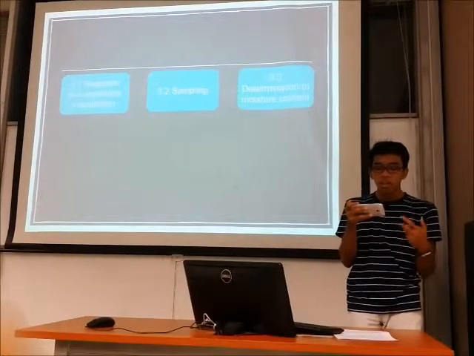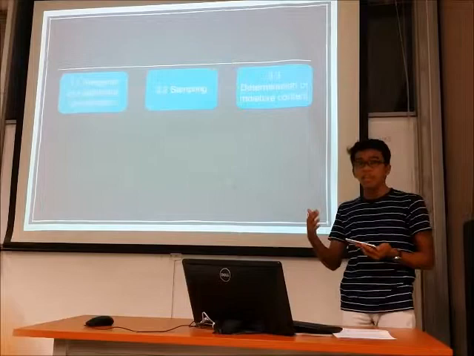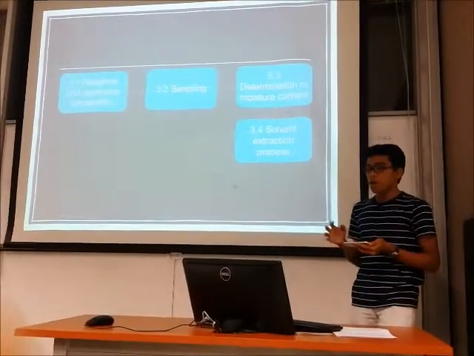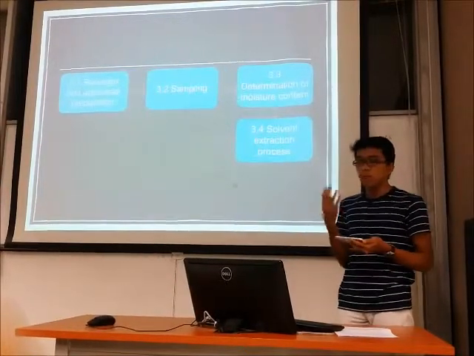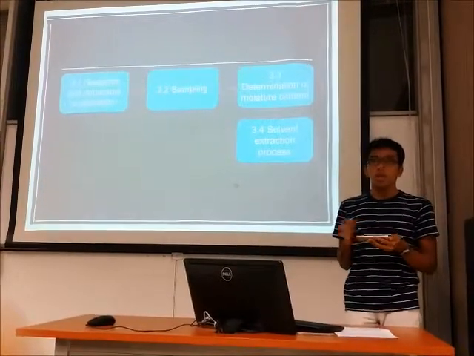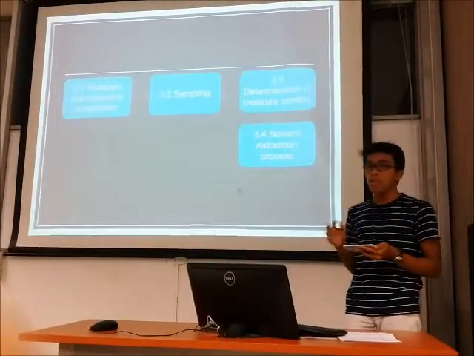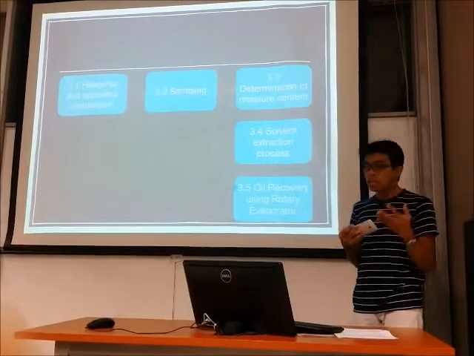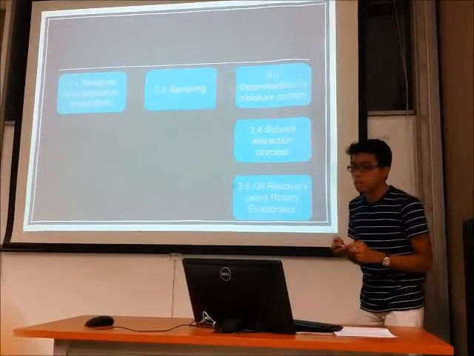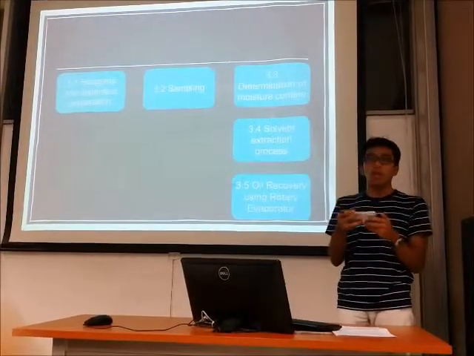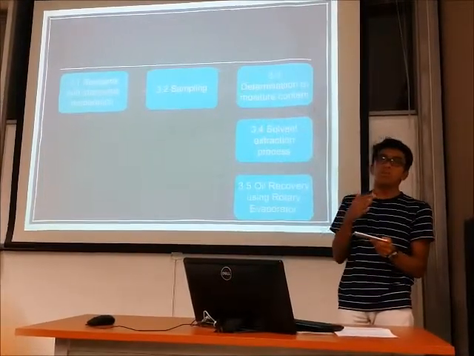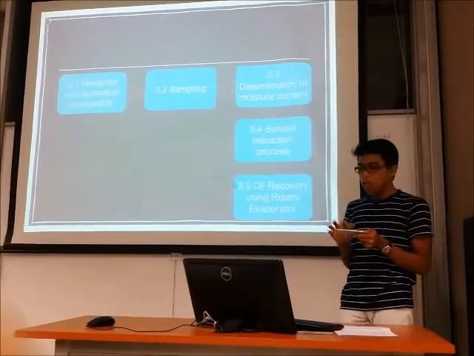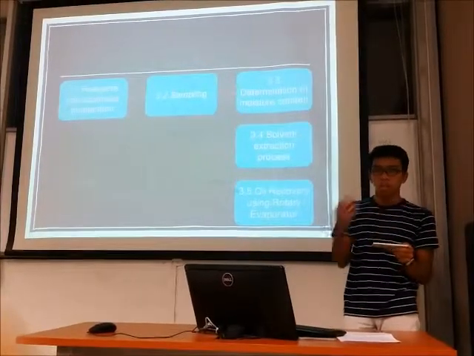Okay, and then right after that we have the solvent extraction process, where the solvent is extracted. All of the solvent that we have been using before is extracted with some of the process. And then we have next oil recovery using a rotary evaporator. This is actually the main part of our experiment, where we are using a rotary evaporator in order to do the oil recovery from the seed oil.